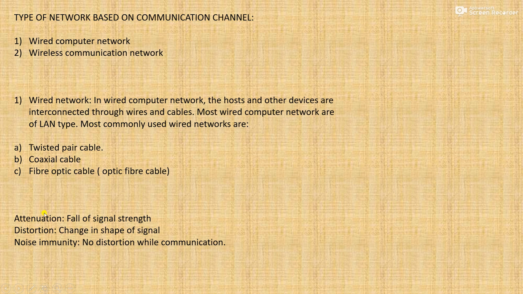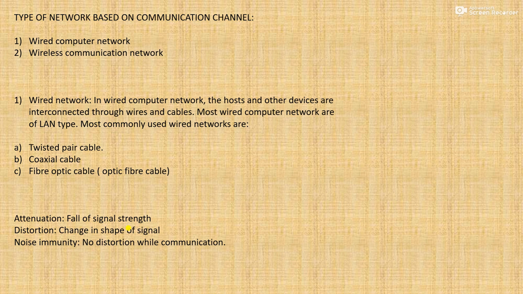Now you can see some important terms in networking. If you talk about wired and wireless networks, first is attenuation, that is a fall of signal strength. If your signal strength is falling, this is called attenuation. Next we have distortion, a change in the shape of the signal. If the shape of the signal is changing, it means there is distortion. First the signal is good, the strength of the signal is good. After that the strength of the signal is decreasing, it means there is a change in the shape of the signal.